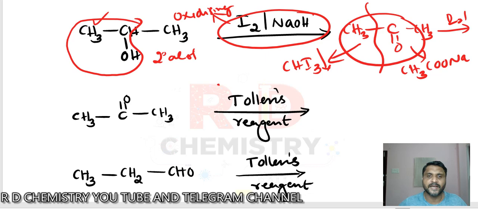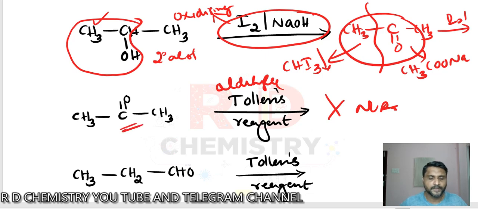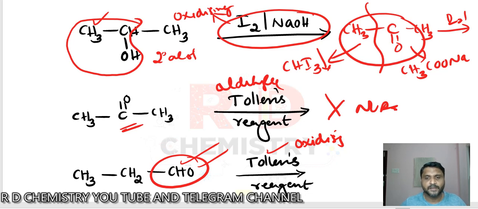Tollens reagent reacts only with the aldehyde, not with the ketone. So no reaction, because this is a keto compound. Now there is the aldehyde, and Tollens reagent is there. What will happen? Tollens reagent is the oxidizing agent, so the aldehyde becomes the carboxylic acid.